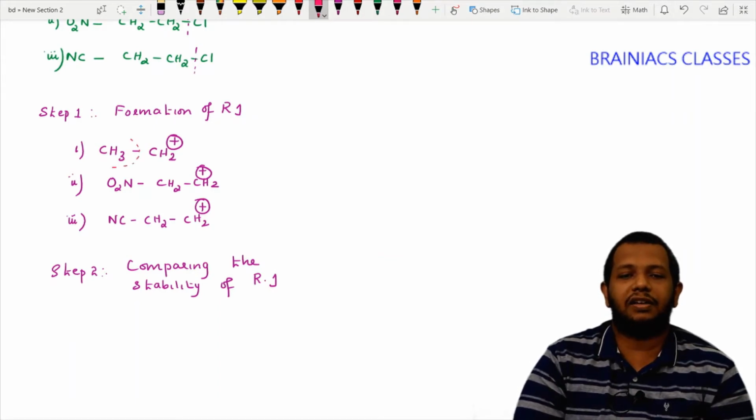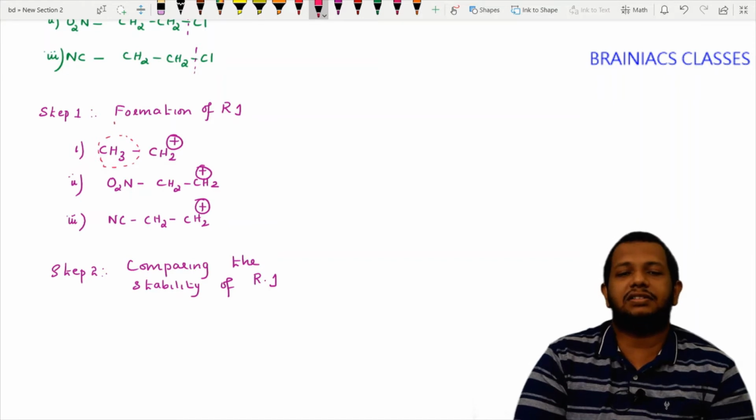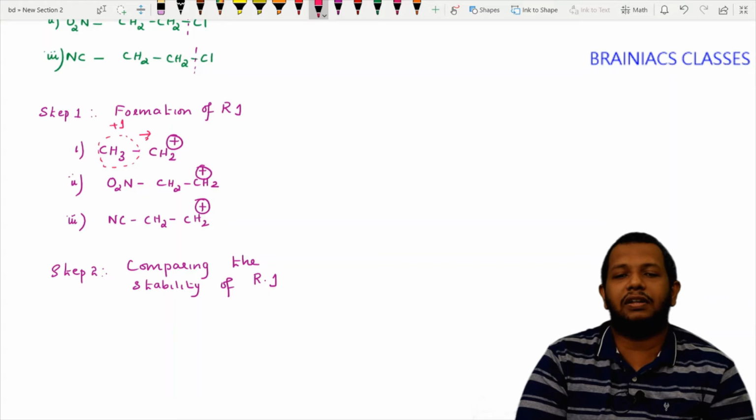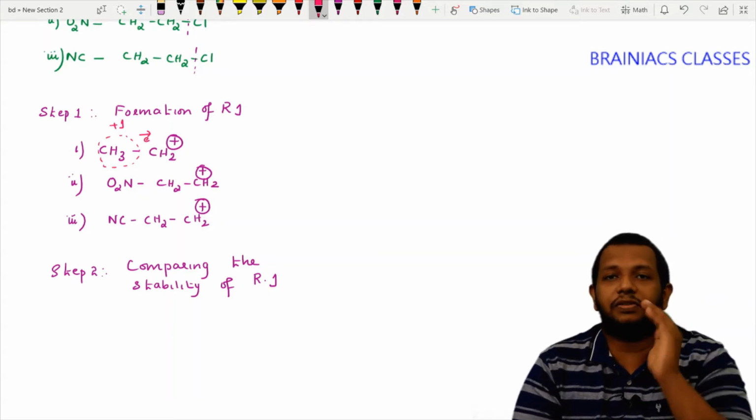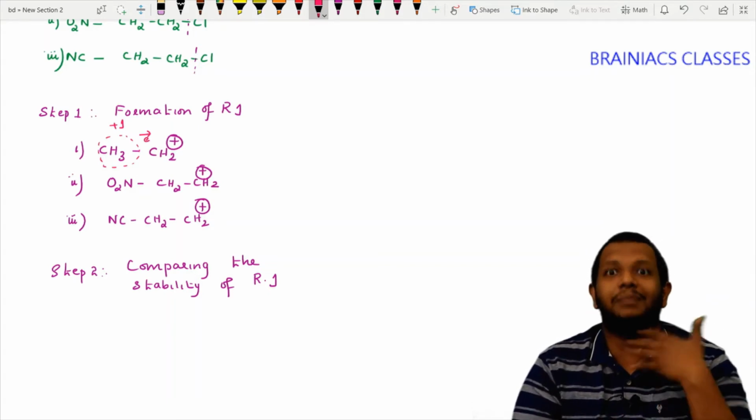You can see here a CH3 group is connected, and the CH3 group has what effect? Plus I effect. So this will push electrons in this direction, correct? So the plus charge in the CH2 plus will get neutralized, making it stable.